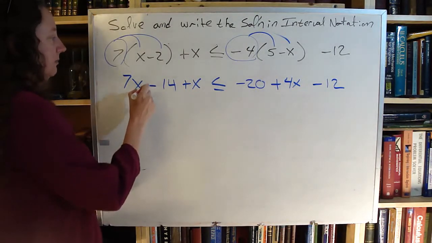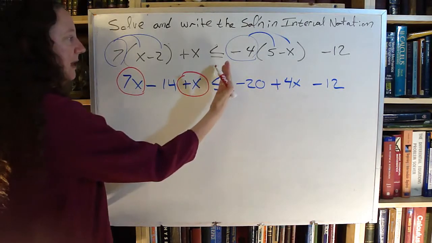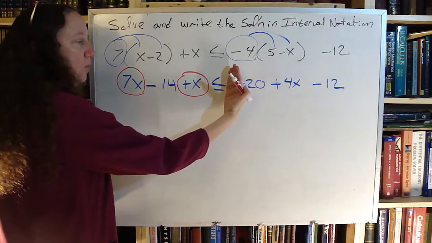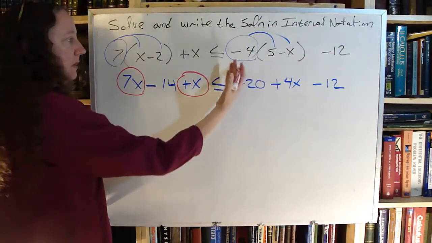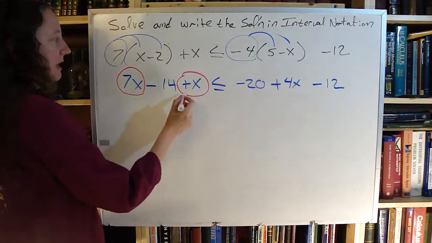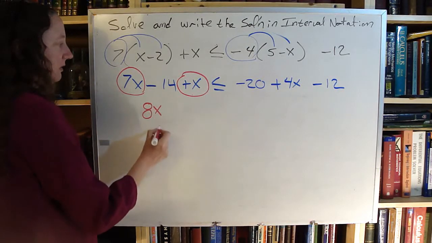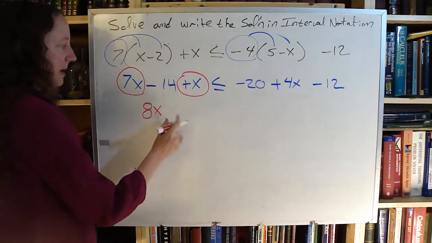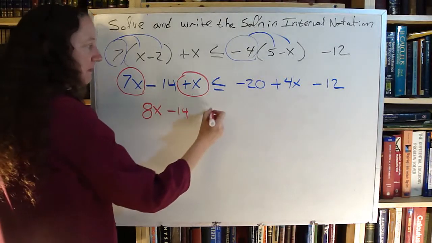Combine my like terms. On this side I have an x term here and an x term there. I'm only looking at one side of the inequality. I'm completely ignoring the other for now. So I'm going to combine my 7x plus x. That gives me 8x. And then I just carry down my minus 14. Keep my sign the same.